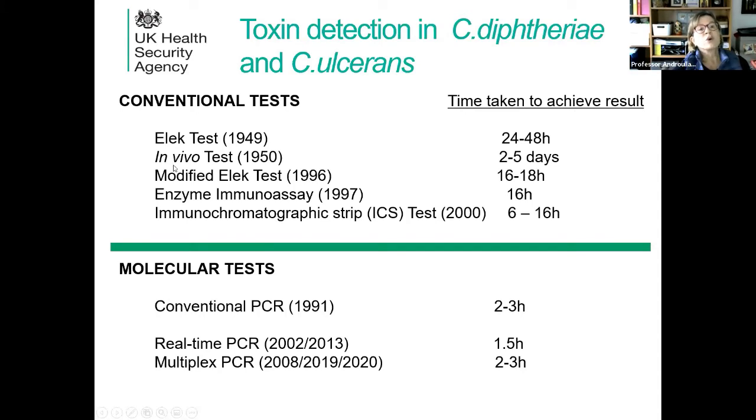There was also an in vivo test in guinea pigs, and again, this took up to 5 days. However, we modified the ELEK test during the 1990s. This is a much simpler way of identifying the toxin producer, and it usually takes about 18 hours for a result to appear. We then went on to other enzyme immunoassays, and we also developed an immunochromatographic strip test.